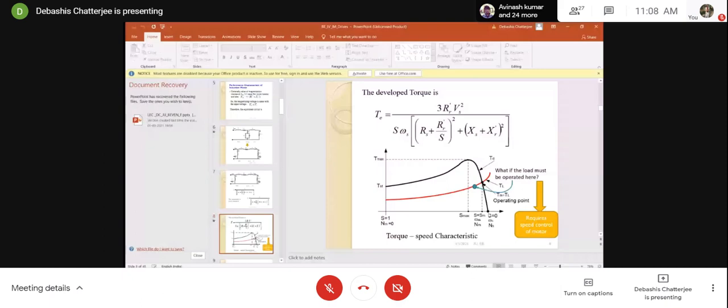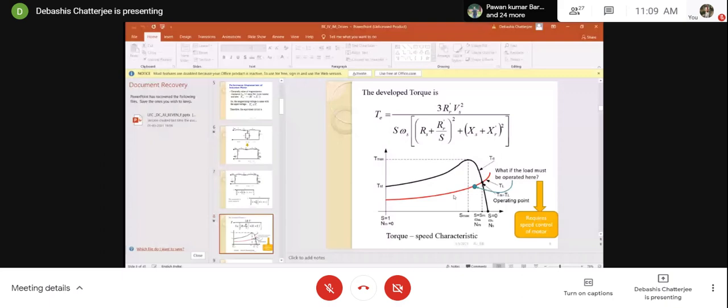Now the red line, if you see, is nothing but the load torque line. It can be of any shape. The load can have different natures. So you can have a constant torque load, where the torque will remain constant at all speeds.